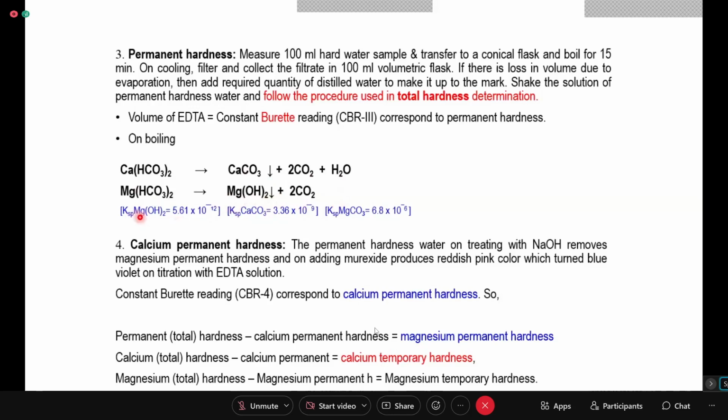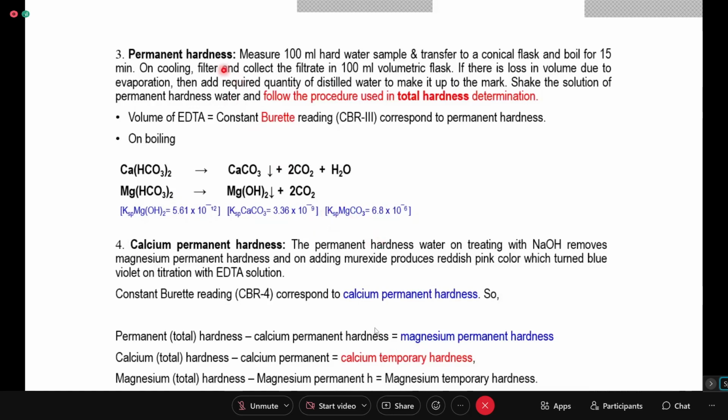Here are written the KSPs for magnesium hydroxide, minus 12. This is minus 9 and this is minus 6, and that is why magnesium carbonate won't be precipitating out. What will precipitate out is magnesium hydroxide, its KSP being 6.8 into 10 to the power minus 6. Okay, now comes the important part which we have not discussed in the theory class.